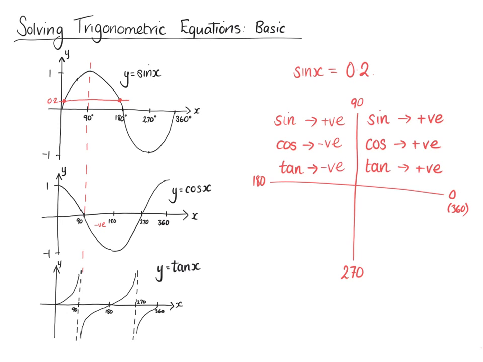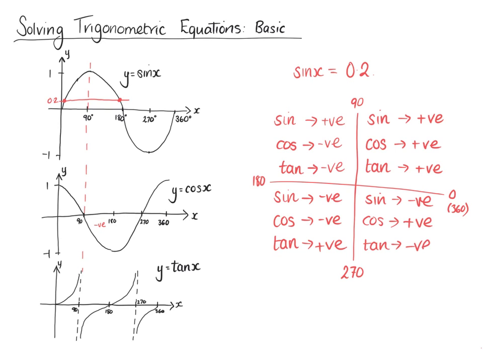We look through from 180 to 270. We have sine, cos, and tan. Okay, so our sine is now negative. Cos is still negative, but our tan is positive. And then on our last one, we've got sine is negative, cos is positive, and tan is negative.